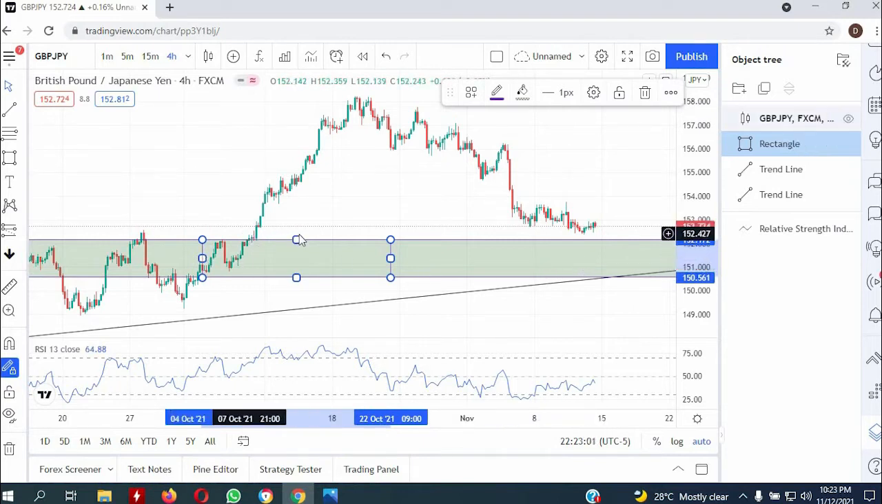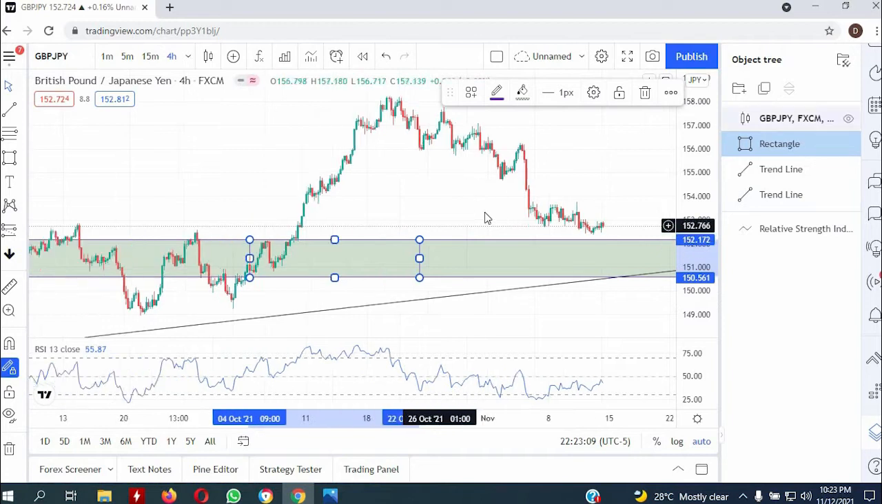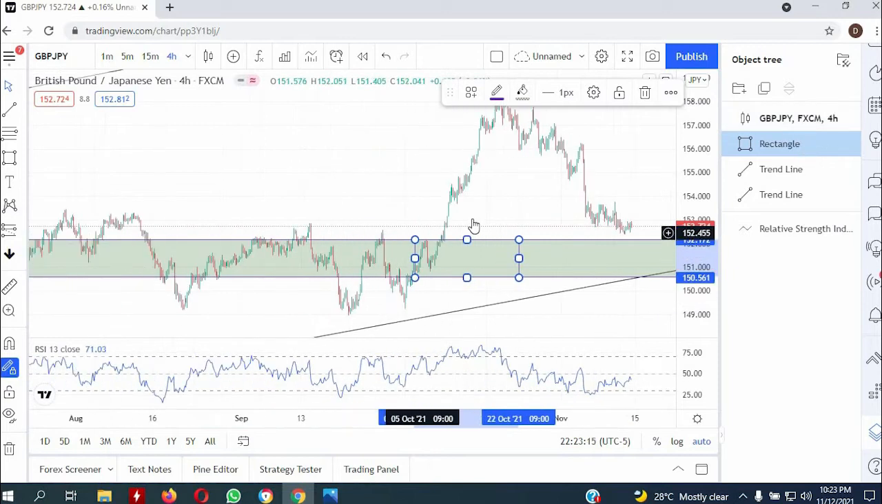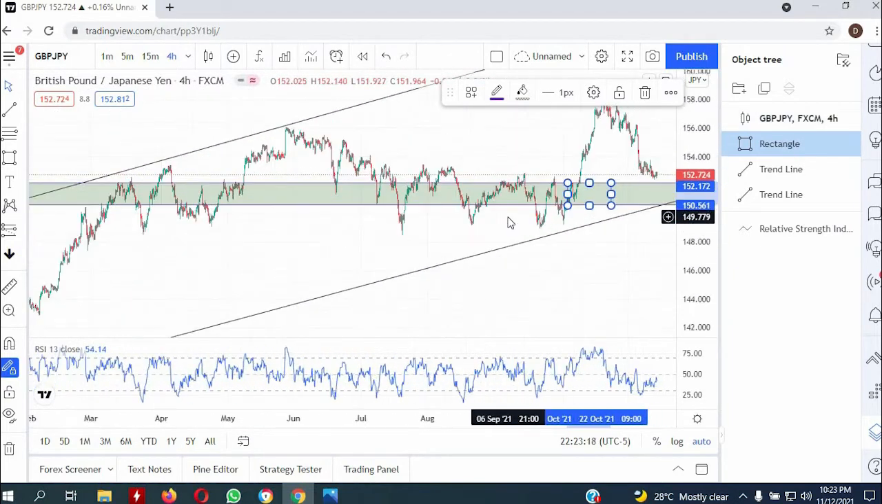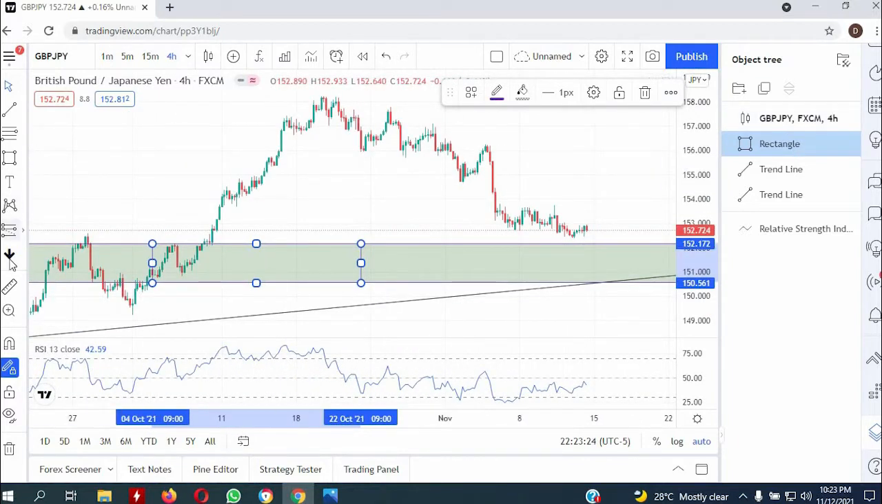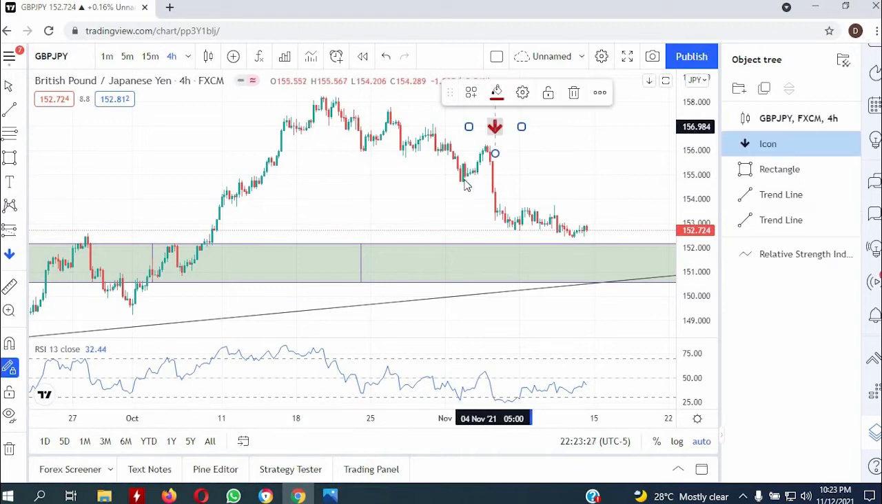We are expecting that the GBP JPY should turn anywhere in this lower high right here. Now this is actually a pullback on the structural time frame, so I'm expecting an upward move, a buy trade from the GBP JPY.